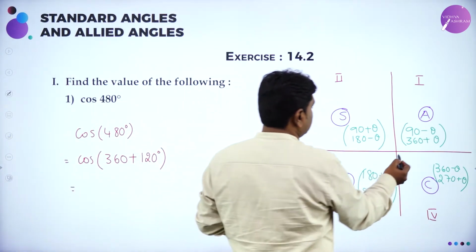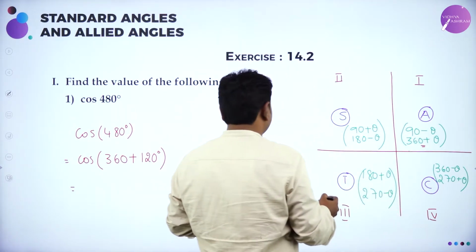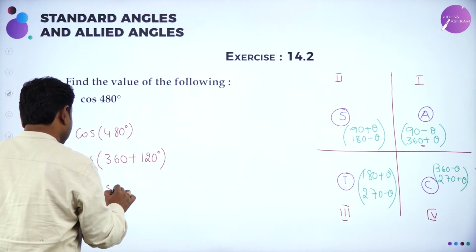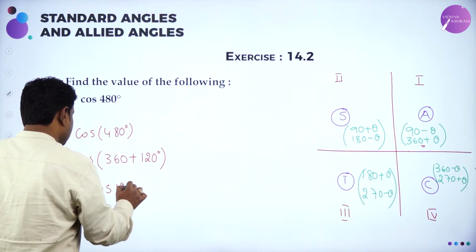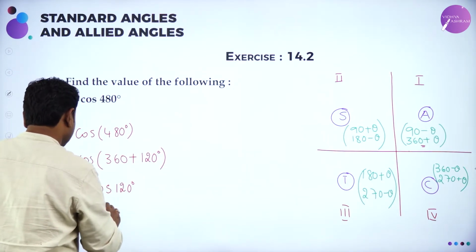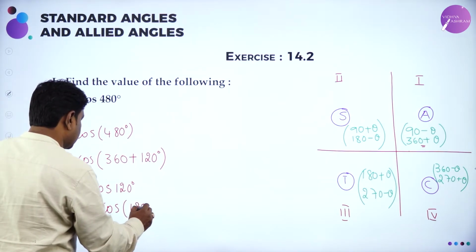360 means one circle. So plus means it is in first quadrant. For 360 function does not change. Cos 120 it will be. Again cos 120. Cos 120 can be written as cos of 180 minus 60. Can I write?